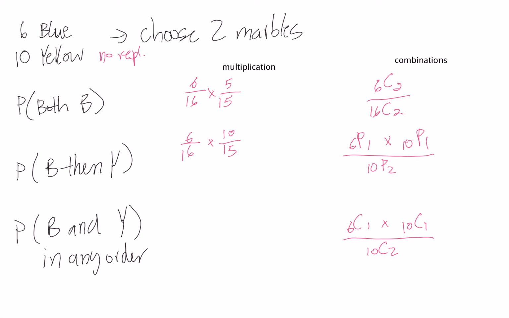And then if we did it with the fractions, we'd have 6 out of 16 times 10 out of 15. Or, which means plus, we have to do the other order, so we'd have to add it again. Or another way of doing it is just times it by 2 factorial, because we can flip the order around. So it'd be just that same answer doubled.